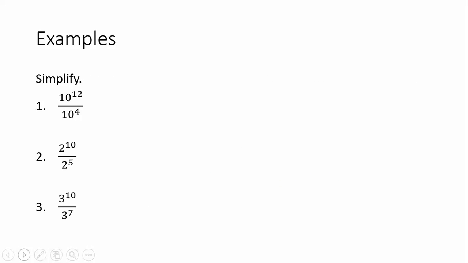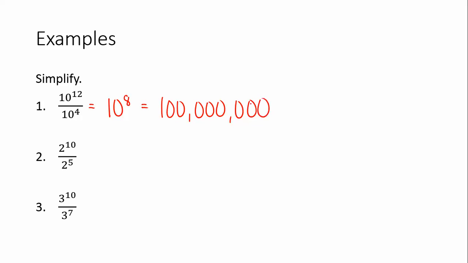So let's look at some examples. We want to simplify. Number 1, we have 10 to the 12th over 10 to the 4th, and that's going to become 10 to the 8th when we subtract 12 minus 4. But because this is a number raised to a power, we do want to multiply this all the way out. And remember, we learned in our powers of 10 that when you have 10 raised to a power, it's a 1 with 8 zeros. So that would be 100 million.